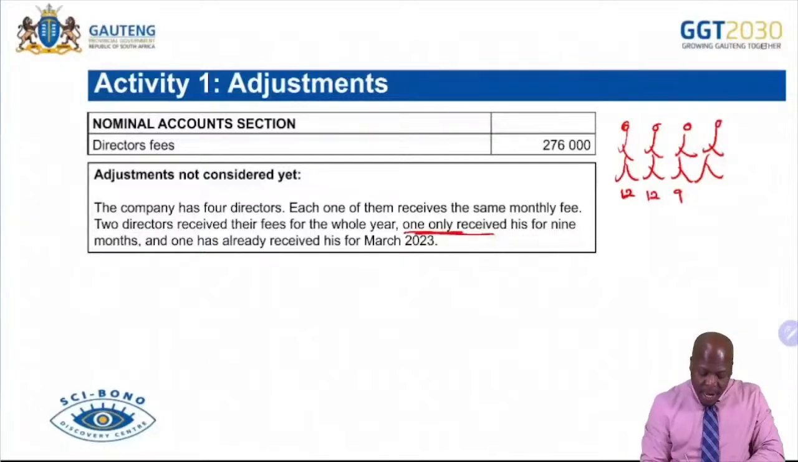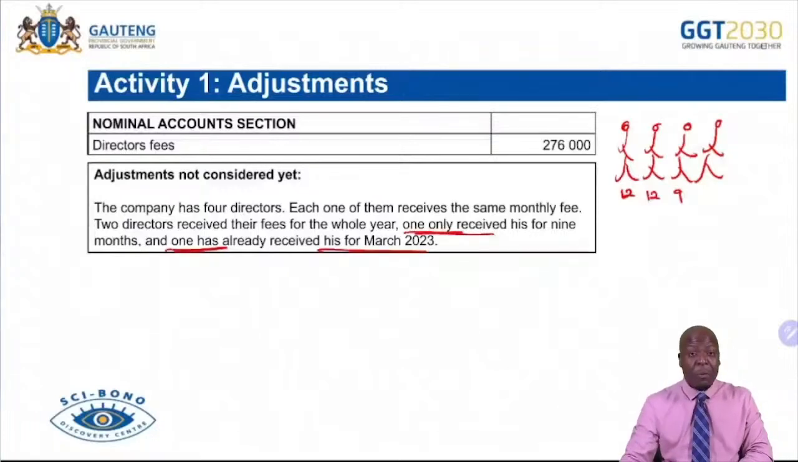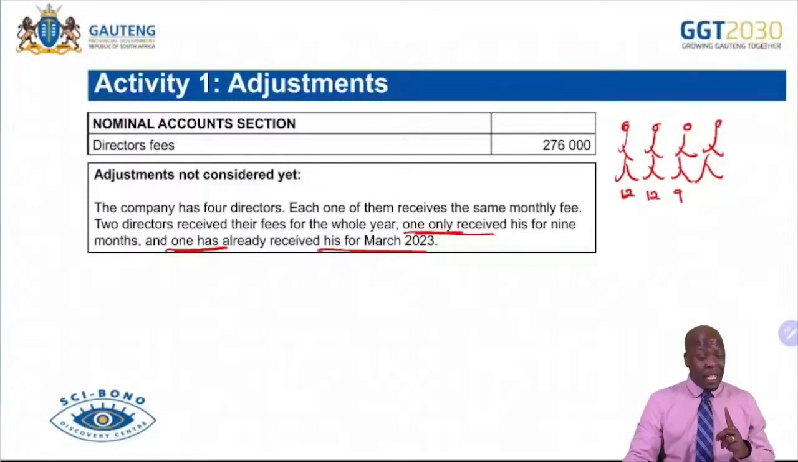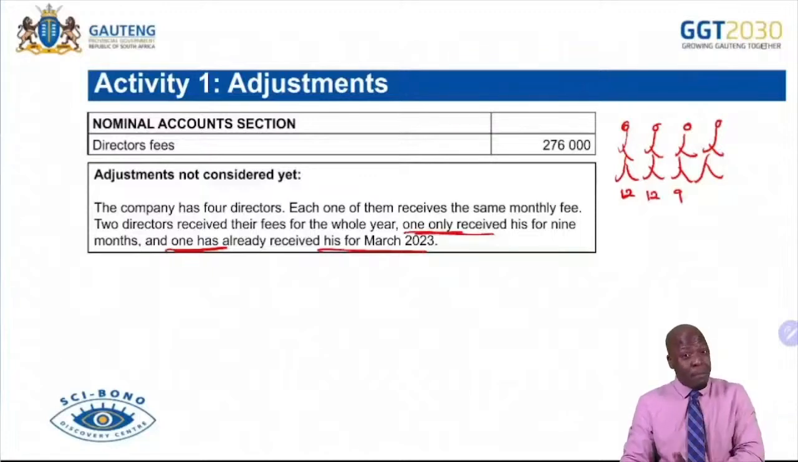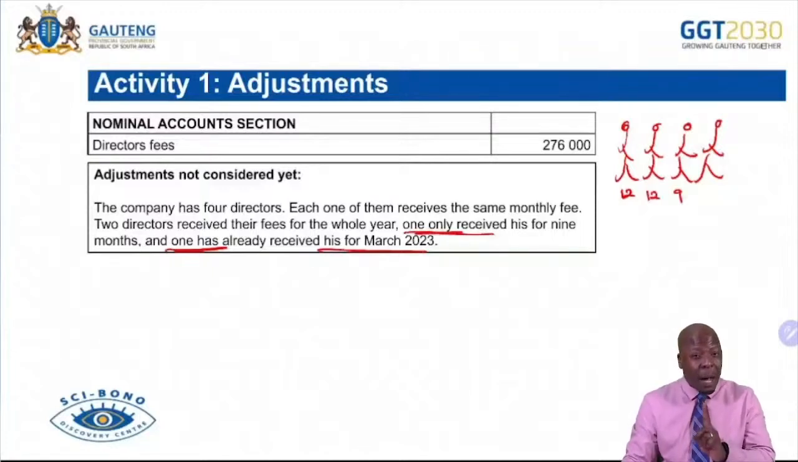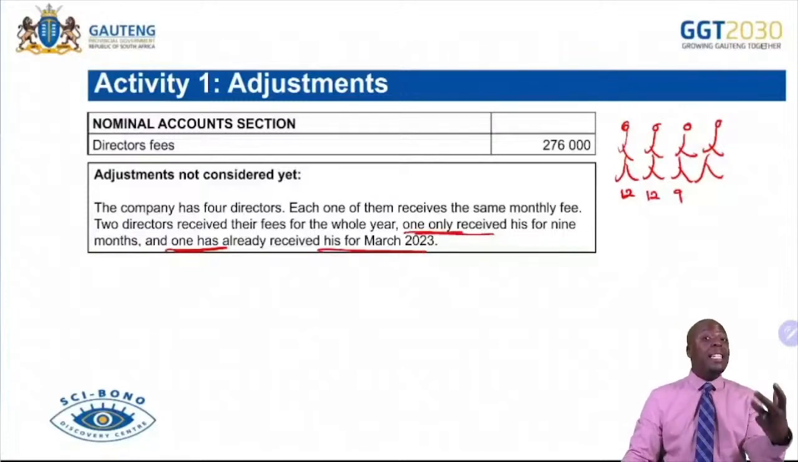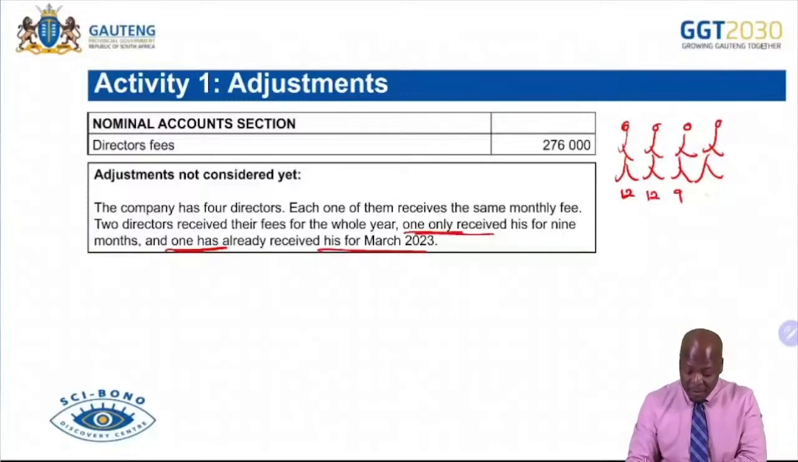And one has already received for March. Oh, so the 4th director has already received for March. When is March, by the way? The financial year, remember what I said. It begins in March, it must end in February. The moment we begin to talk about the next March, it's a prepaid expense already. We're paid in advance. So this guy is not 12, it's not 9, it is actually 13. Are you still following me?